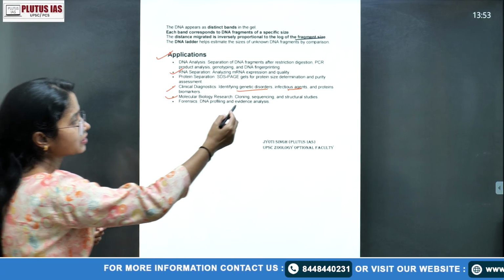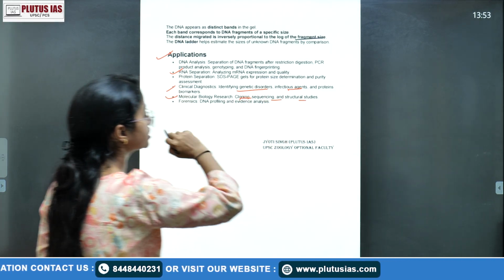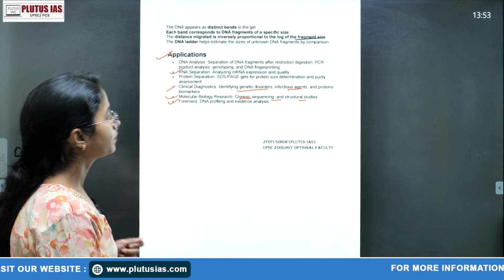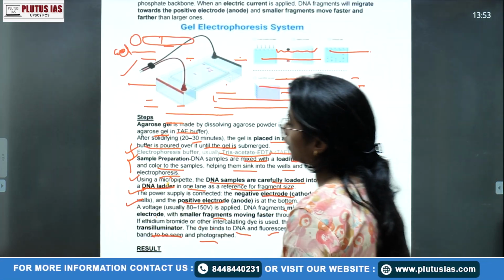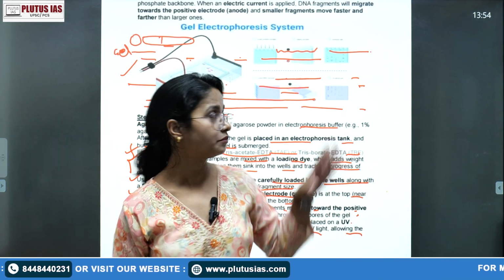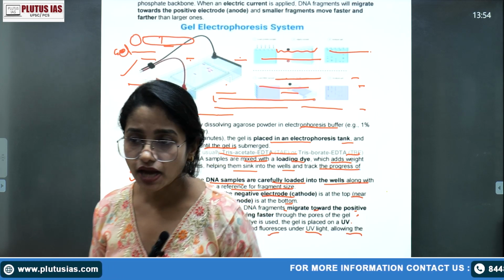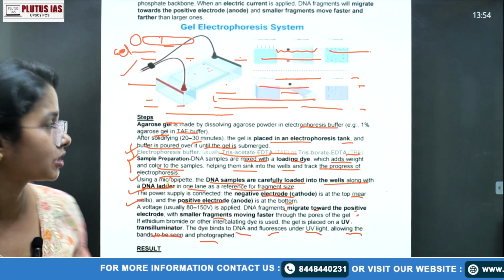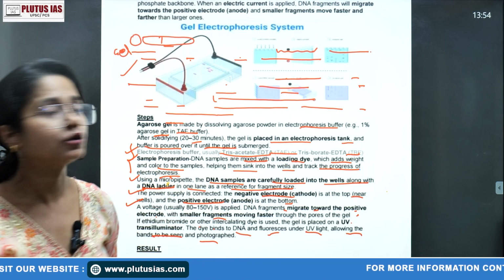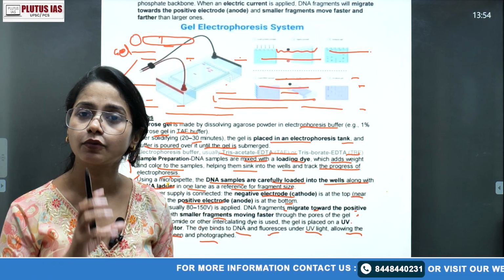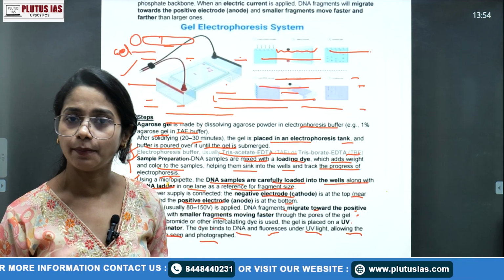In molecular biology research: cloning, sequencing, structural studies, and in forensics, DNA profiling and evidence analysis. So this is something about that. From this information you can write a complete answer. The process is almost the same. Specifically, I have mentioned TAE, which is for DNA. So you can write from here a good introduction, good body content, and a conclusion with the applications also.